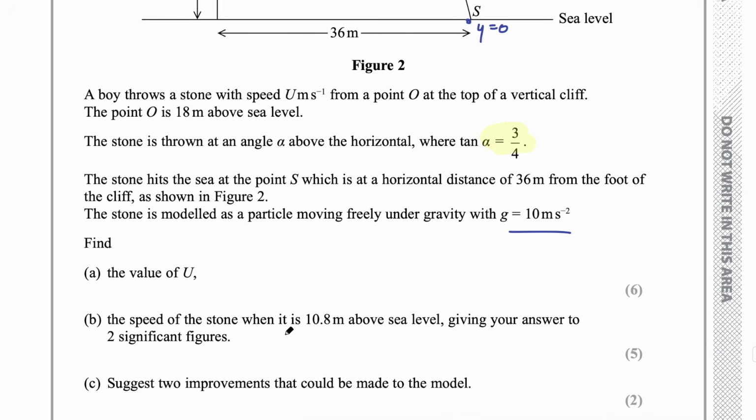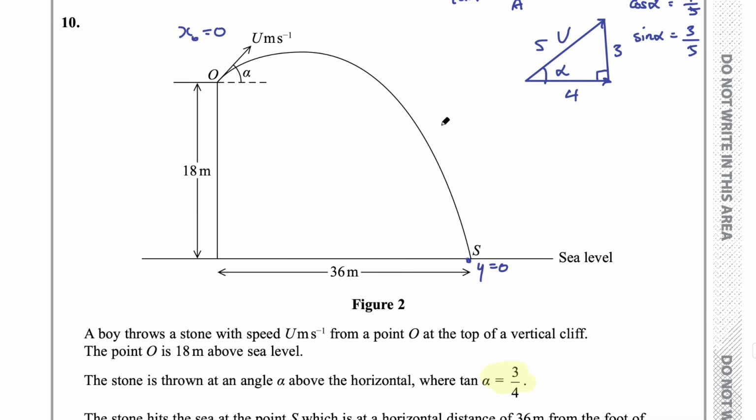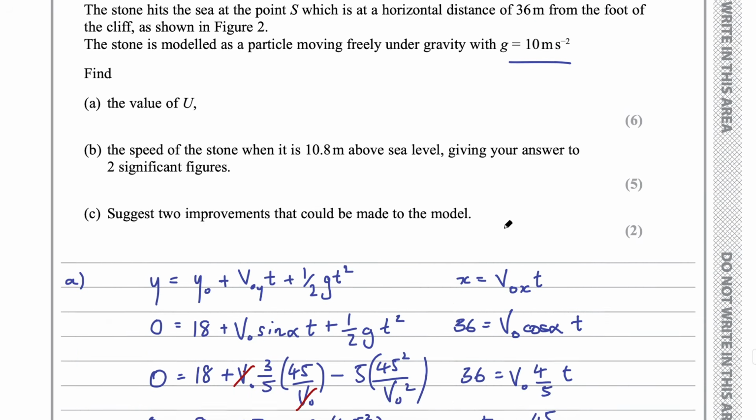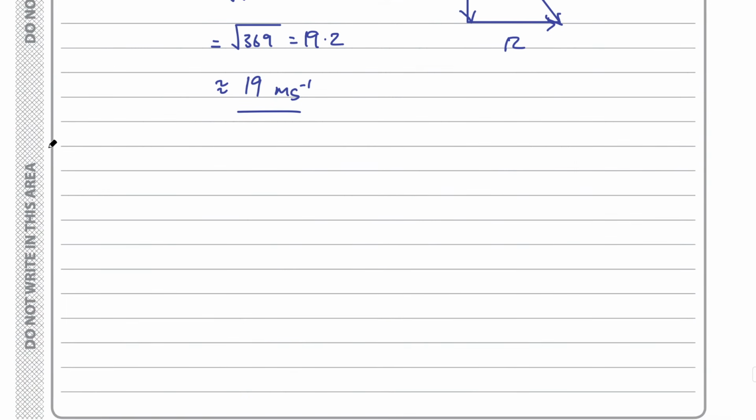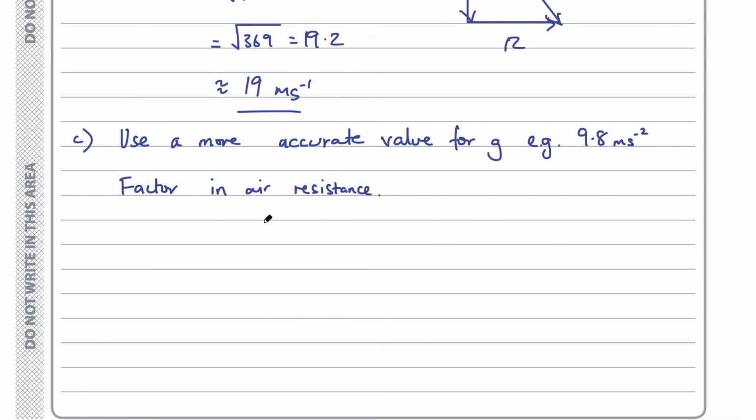Part C says suggest two improvements that could be made to the model. So they've used 10 meters per second squared for g. They could use 9.8. And it's a rock traveling through air, so they could also factor in air resistance. So they're going to be my two improvements for those two marks. There are others that you might be able to think of, but they're the two that I'm going to use. So let me just write those down. Use a more accurate value for g, e.g. 9.8 meters per second squared, and factor in air resistance.